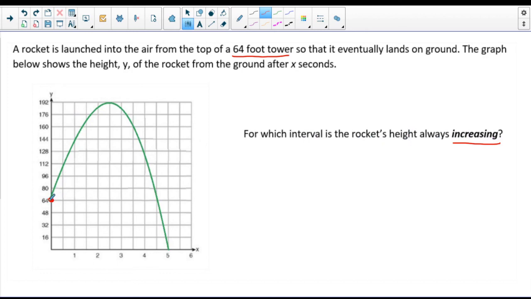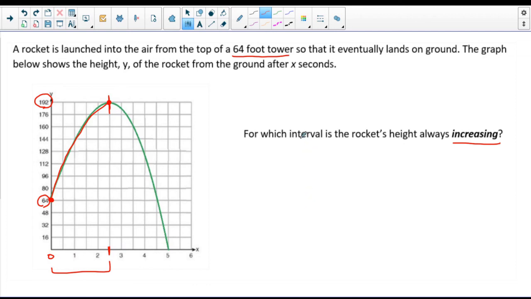It looks like we're starting here at 0, from 64 feet. We're increasing as time goes on. Eventually we hit 192 feet, starting at 64, and then it starts to decrease after that, going back towards the ground. So the interval that this is increasing is really just from here up to here. It looks like we're starting at 0 and going to halfway between 2 and 3. So that's really the answer.